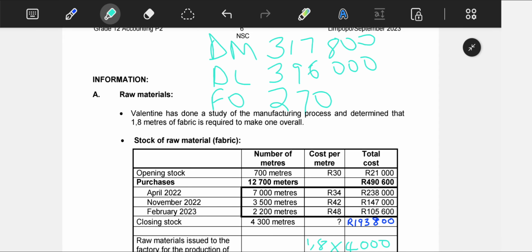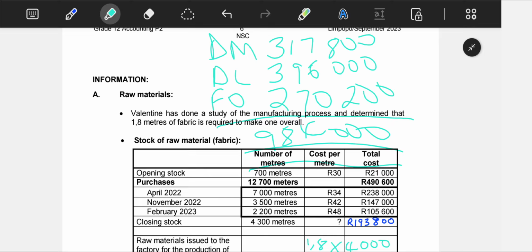$270,200. Then you get your total production cost. Let's add this together: 317,800 plus 396,000 plus 270,200. You get 984,000. That is your total production cost.